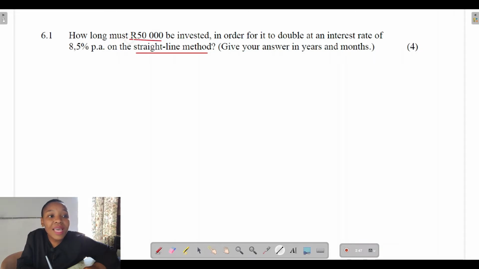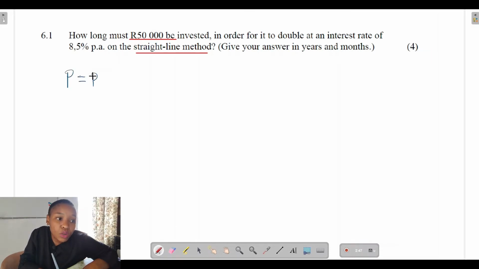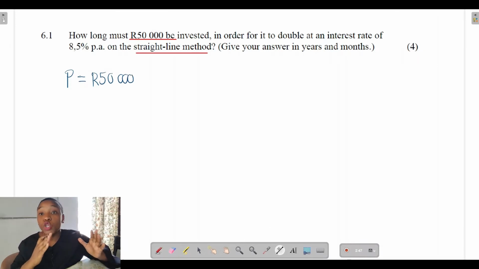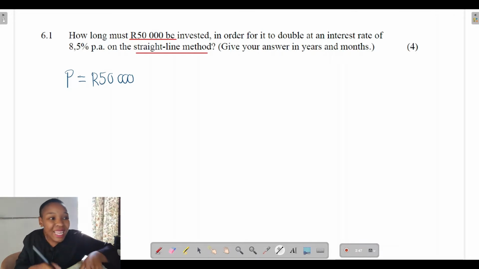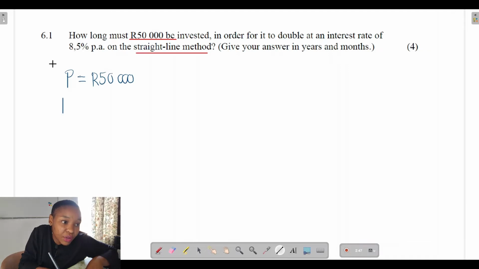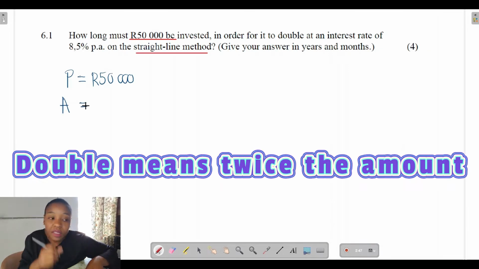We are told that 50,000 is invested. You take 50,000 and you invest it into an account. What does that mean? It means that presently you are putting 50,000 into your account. Then they tell us that you want this 50,000 to double, meaning you want the accumulated amount you get at the end of the years that you leave it in for to double. So that means you want the A value to be double the 50,000. 50,000 times 2 is 100,000.